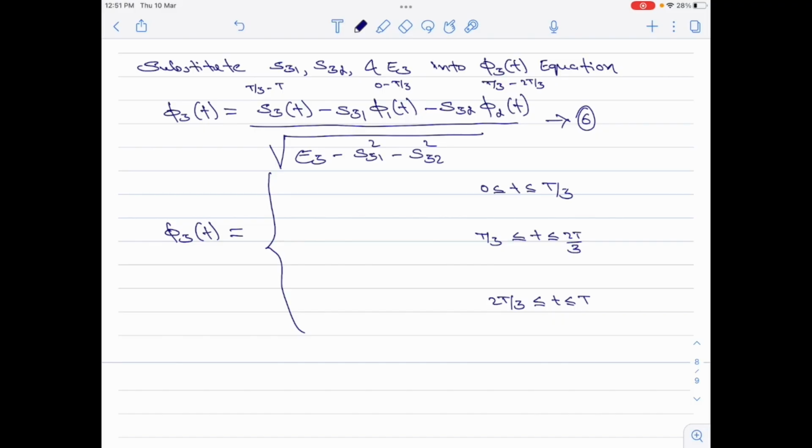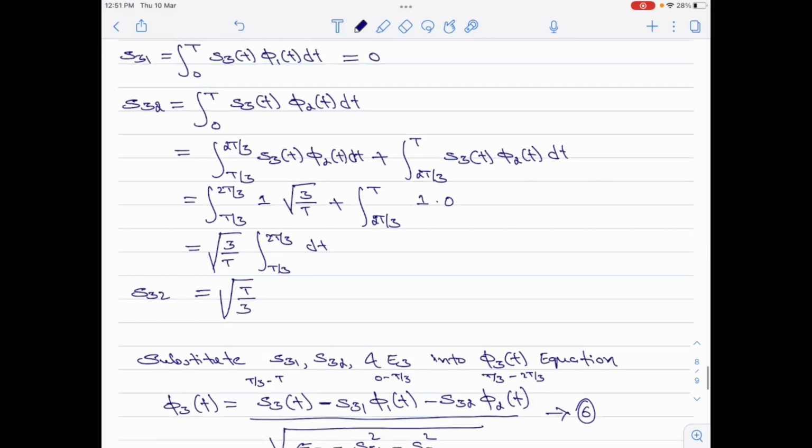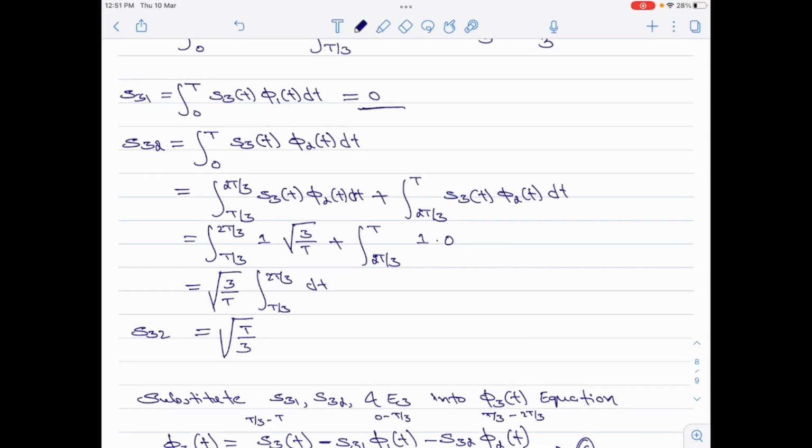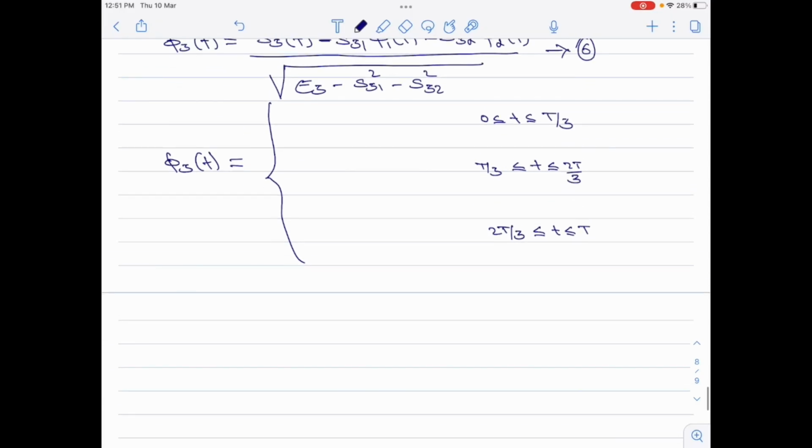Let us start with the first interval 0 to t by 3. Between 0 to t by 3, the first term of the numerator is 0. The second term anyhow reduces to S31 multiplied by phi 1 of t, that is a non-zero value, whereas the third part, which is S32 into phi 2 of t, is once again 0. So, the final answer for this interval would be S31 multiplied by phi 1 of t. However, when you come back and check, we found S31 is equal to 0. Therefore, the numerator simply reduces to 0 and therefore, I can write phi 3 of t over the interval 0 to t by 3 is 0.